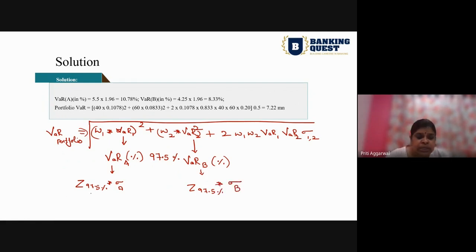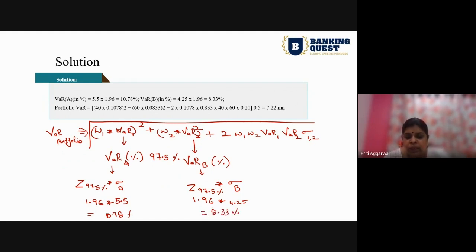So by doing this, I know the standard deviation of A is 5.5, and at 97.5% the Z score comes to 1.96. I multiply these two. The standard deviation of B is 4.5. So I get the individual VAR of A as 10.78%, and the VAR of B is 8.33%.